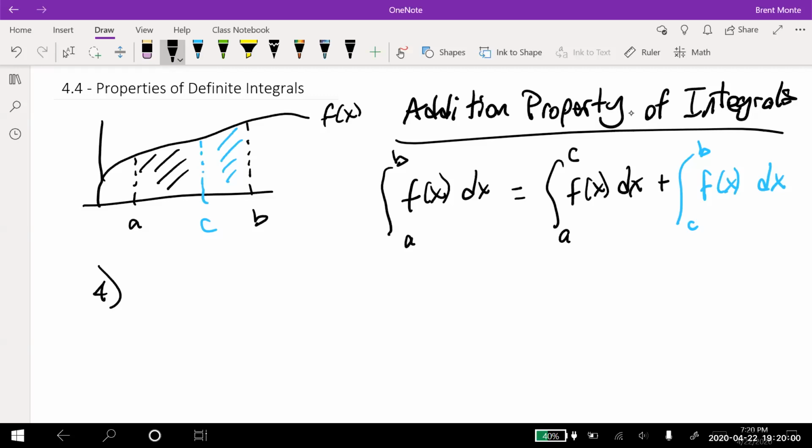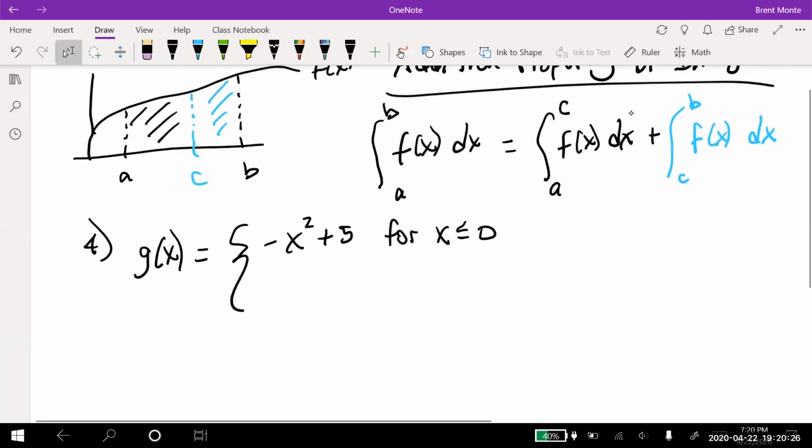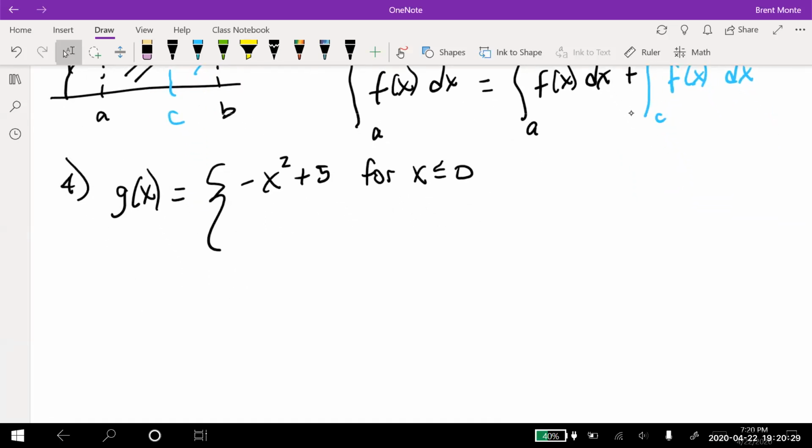you may remember a problem like this from college algebra, where it's a piecewise defined function. So they give us the function g of x, and it's defined to be negative x squared plus 5 anytime x is less than or equal to 0. Let's move that up a little bit so I don't pull up anything accidentally. But it's also defined to be just x plus 5 for x greater than 0.